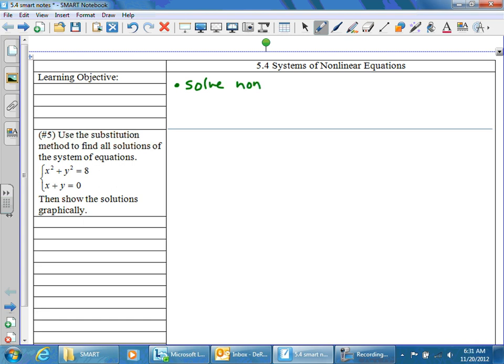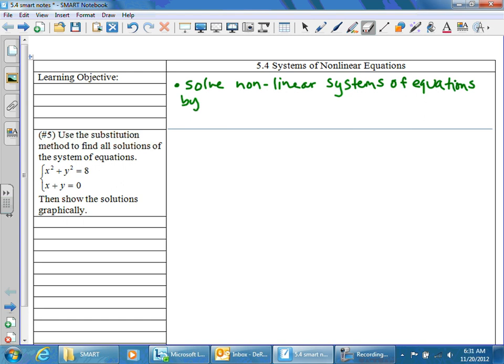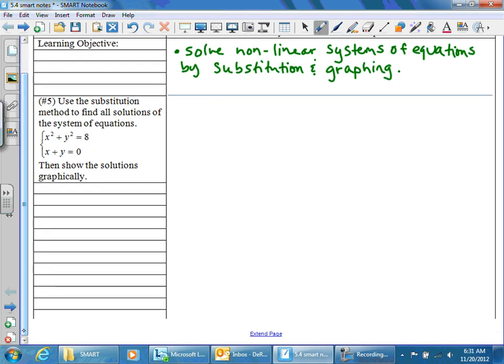So we're going to solve nonlinear systems of equations by substitution, sorry about that, and graphing. Now, elimination is possible, but it's usually a little bit harder. They all have to match up.